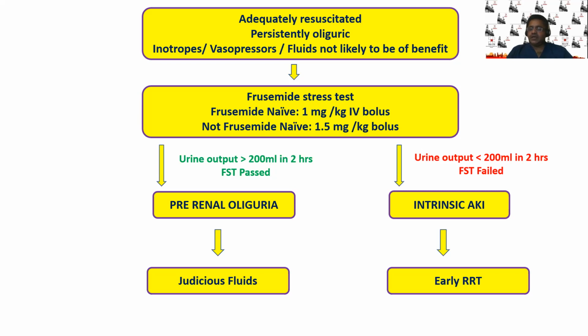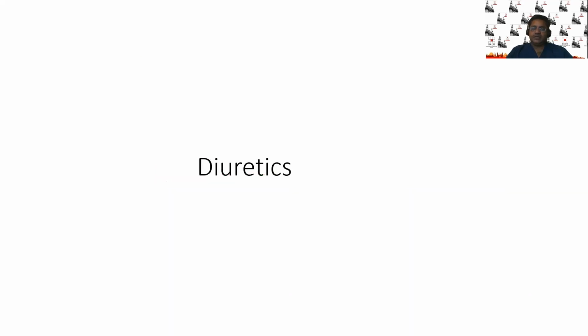see what happens. If the urine output is more than 200 ml in 2 hours, the patient is supposed to have passed the Furosemide stress test, and you make a diagnosis of pre-renal oliguria, and the patient is considered to have a good renal reserve, and you give more fluids to the patient. Whereas if the urine output is less than 200 ml in 2 hours, the FST is deemed to have failed, and the patient is considered to have intrinsic AKI, and you consider early RRT for these patients.